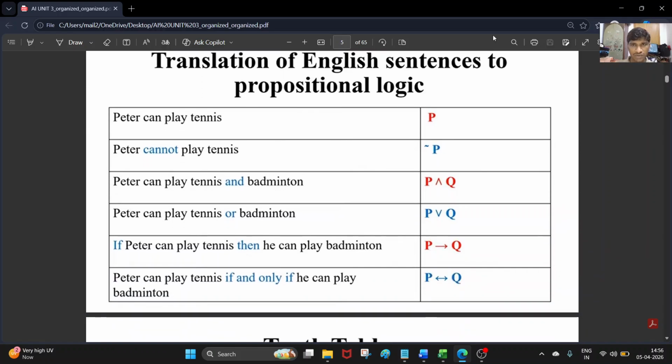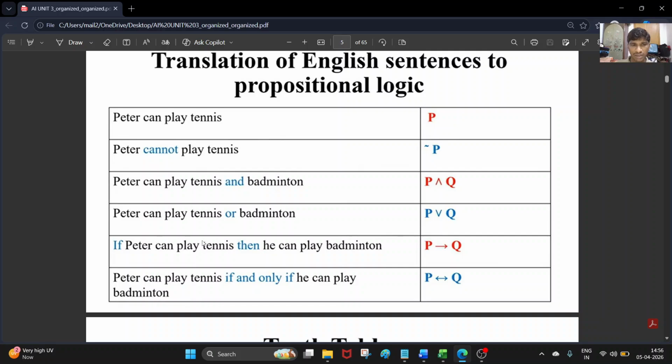Translations of sentences to propositional logic. Let us consider Peter can play tennis. Assume this English sentence as a propositional logic term P. Peter cannot play tennis can be represented by negation of P, which means he cannot play. Next is Peter can play tennis and badminton, which means Peter can play tennis and Peter can play badminton. It can be represented as P and Q.